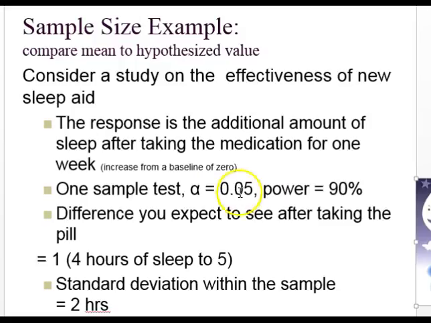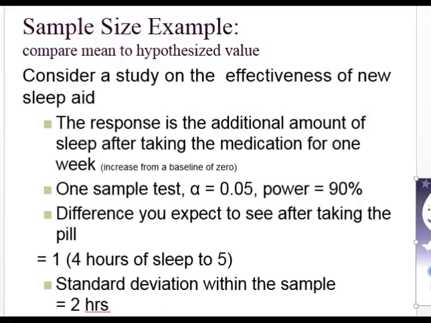a rigorous study. The difference we expect to see, what we think would be helpful to people, is if they could actually get 1 extra hour of sleep. We're setting the bar low. This is our effect size, and we're saying that we really only want to detect an increase of 1 hour of sleep. So say they go from sleeping 4 hours a night to 5 hours of sleep a night. And we know from our existing data that there's about a 2-hour standard deviation in how much people are sleeping, right, over the whole sample that we've taken.